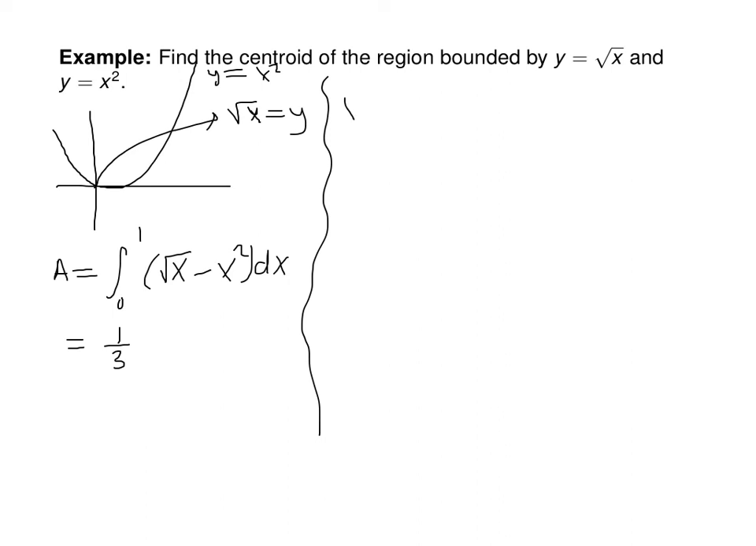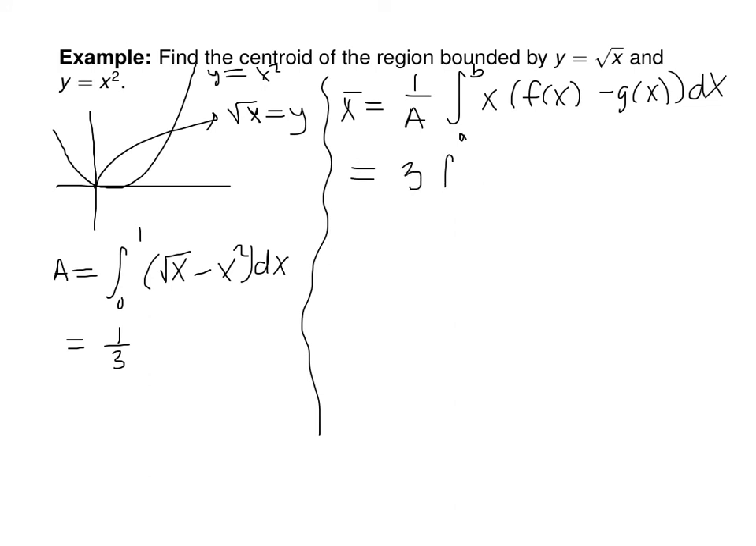Now to find x bar, we will take 1 over the area times the integral from a to b, x times f of x minus g of x dx. Now 1 over 1/3 is going to give us 3. We have the integral from 0 to 1 of x times root x minus x squared dx, and that works out to be 9/20.